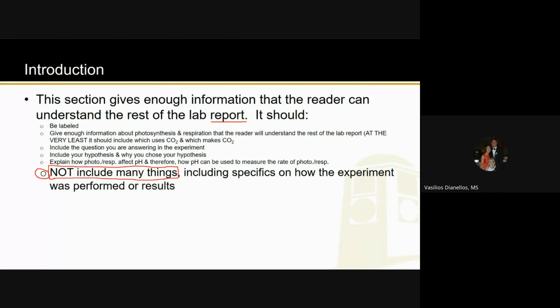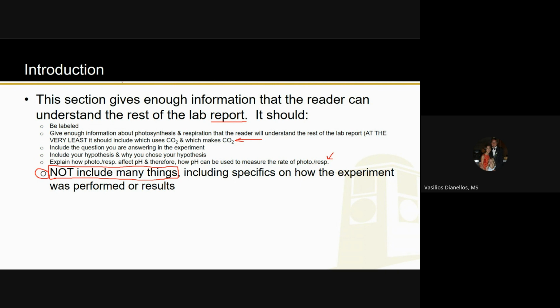So for example, and I should have mentioned this earlier, in the abstract, you shouldn't write a whole paragraph about how respiration and photosynthesis change the pH, right? You don't want to go into detail. You don't want to, in the abstract, talk about how photosynthesis and respiration work in general, right? So again, make sure you only put things that are supposed to be there.